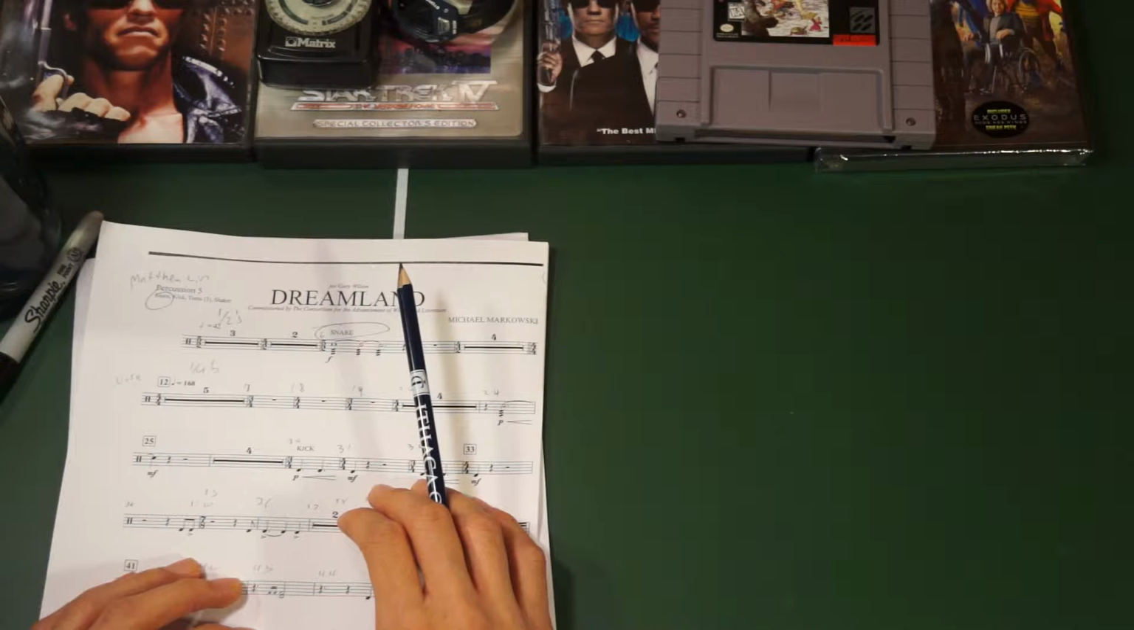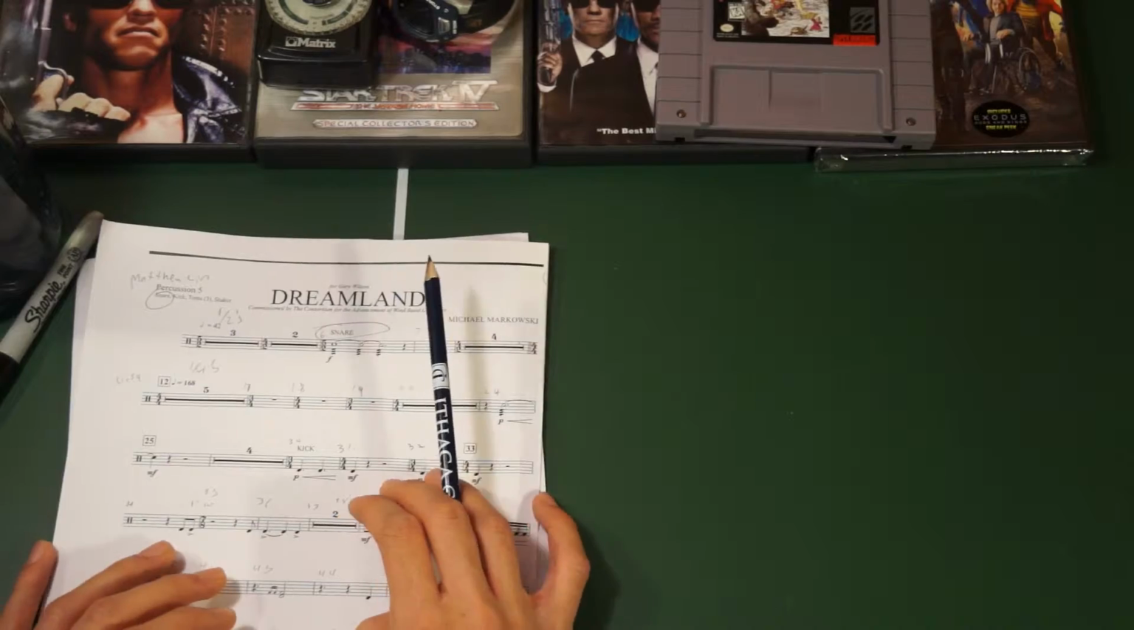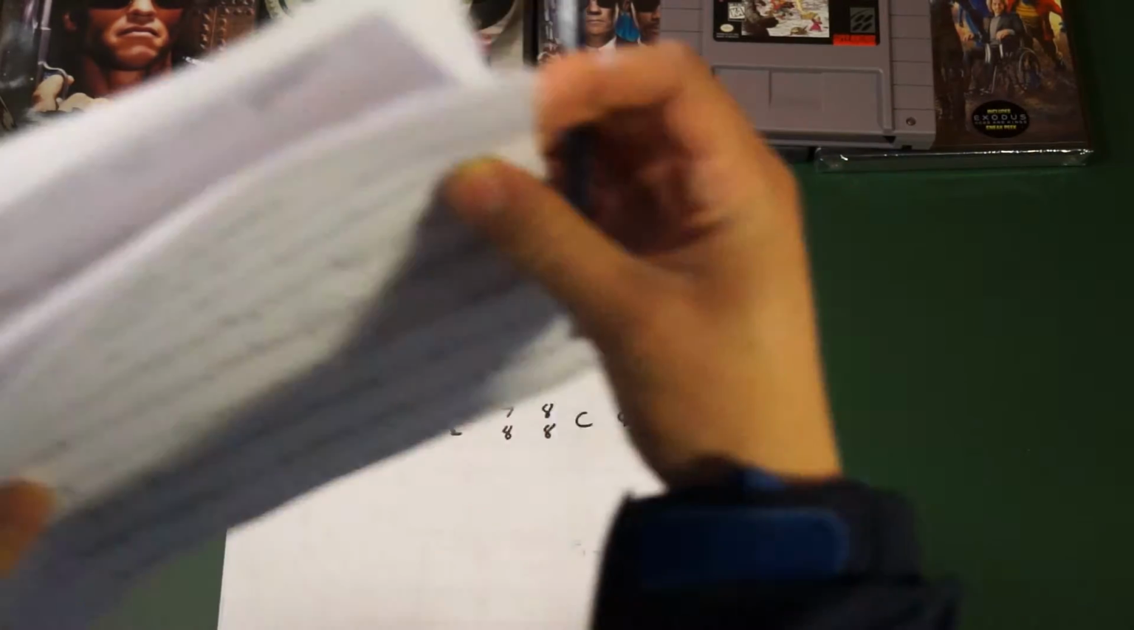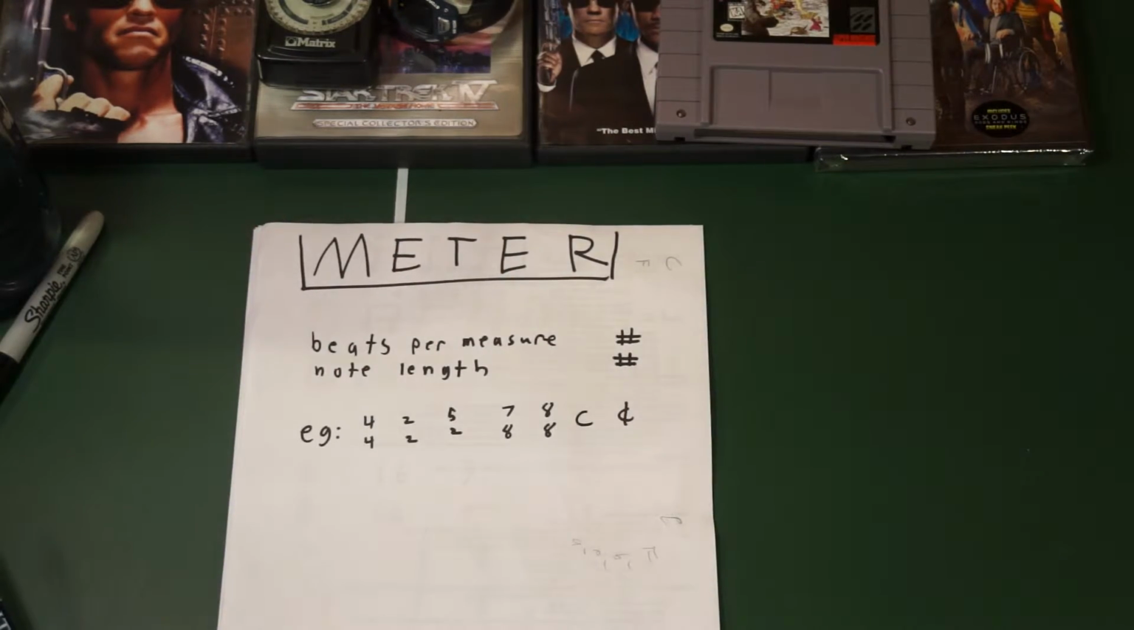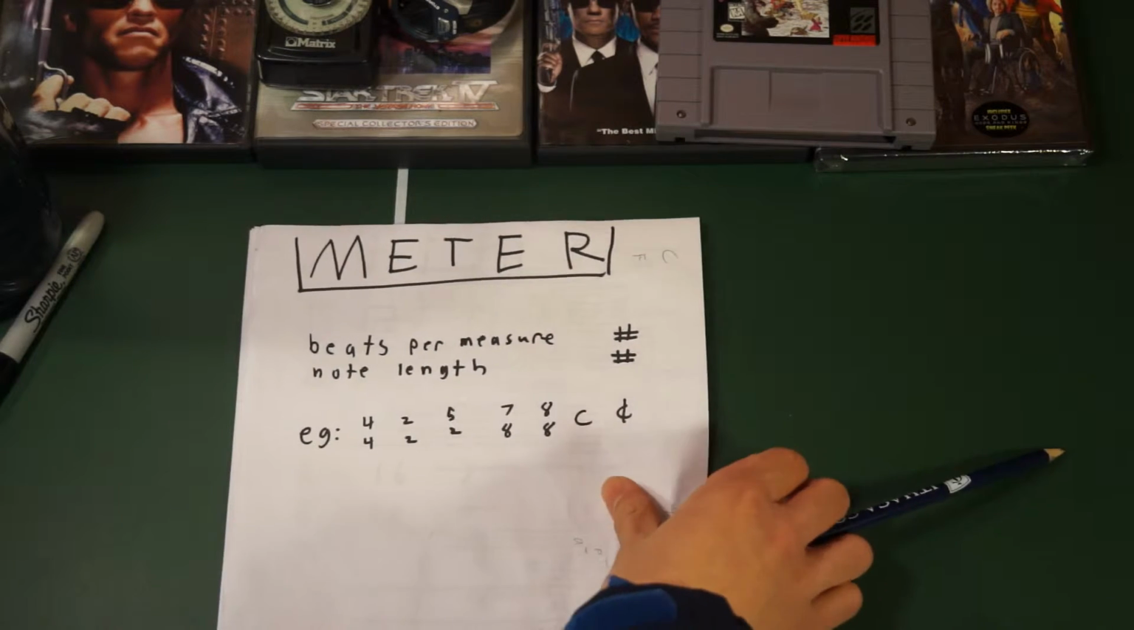Today, we're going to be talking about time. Not the time found in movies or video games, but the time found in music. Specifically, meter. At the beginning of every piece, there are always going to be two numbers, one on top of the other. This is the meter. The top number tells you how many beats per measure there are, and the bottom number tells you how long each beat is. Let's look at some examples.